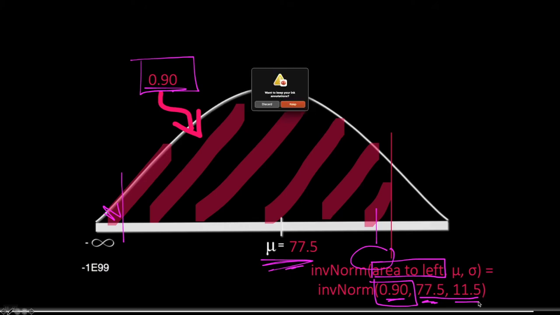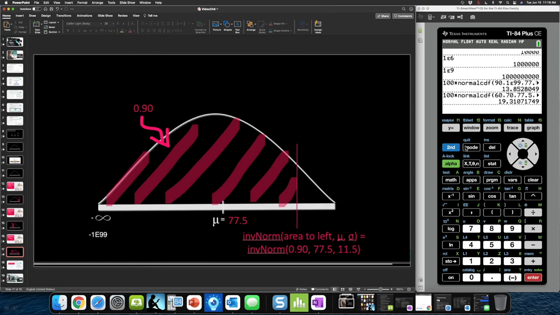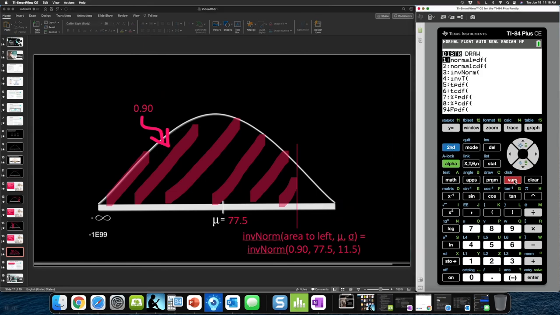So we'll put this in our calculator and press second DISTR to get to the menu, option 3 for inverse norm. And then I'm going to do 0.90, 77.5, and 11.5. I'm going to ignore this because you probably don't have this.